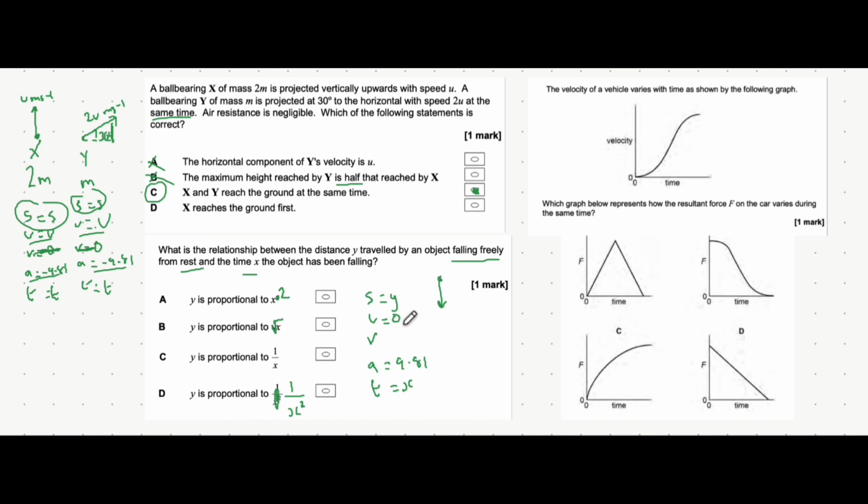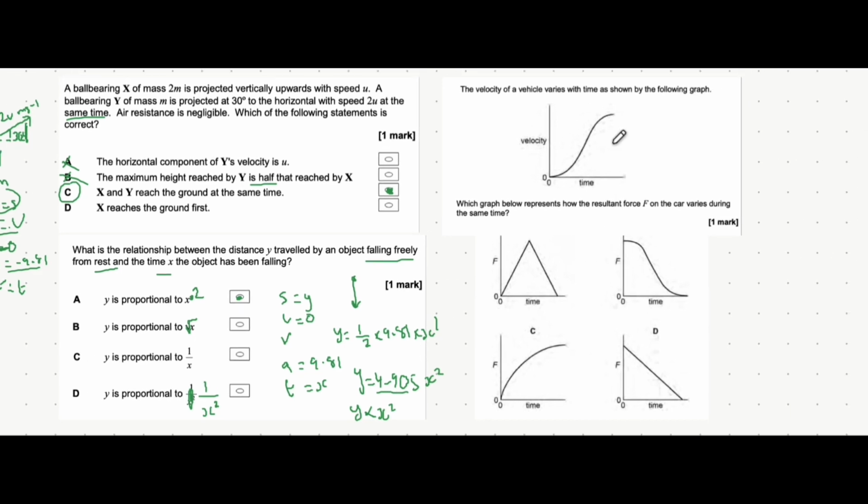What equation links s, u, a, and t? Well, it's s equals ut, which is 0 times x, plus a half of a multiplied by t squared. A half of 9.81 is 4.905, so y equals 4.905 x squared. Now, because this is a constant, we can say that y is directly proportional to the square of x, and so option A is the correct answer here.